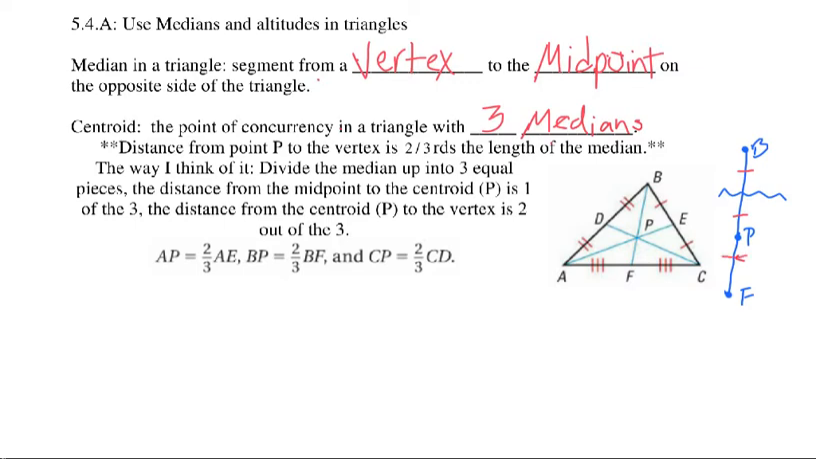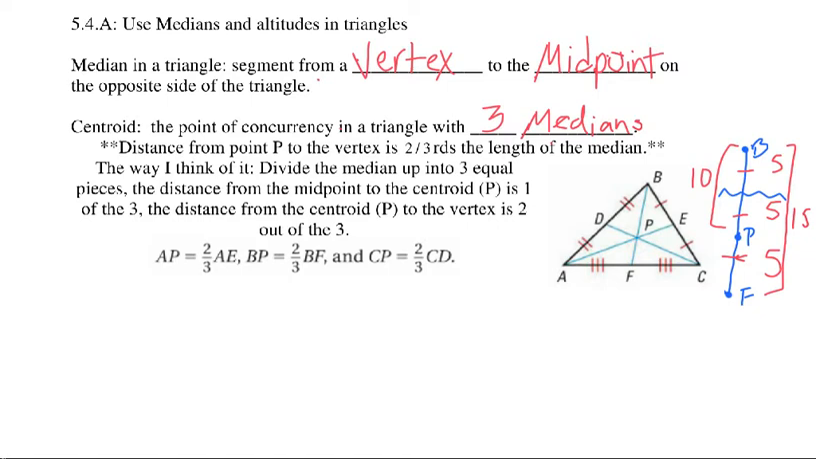So there's 3 congruent pieces. So if PF is 5, then we know that the other 2 pieces will also be 5. So then BP itself would end up being 10, and the whole length altogether would be 15. So you have to try to divide it up in 3 different pieces, so 3 equal pieces.